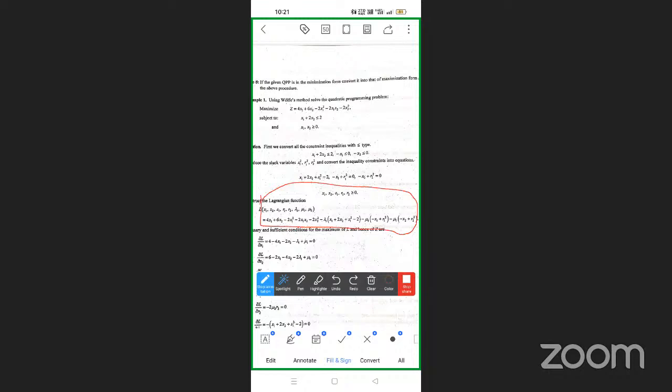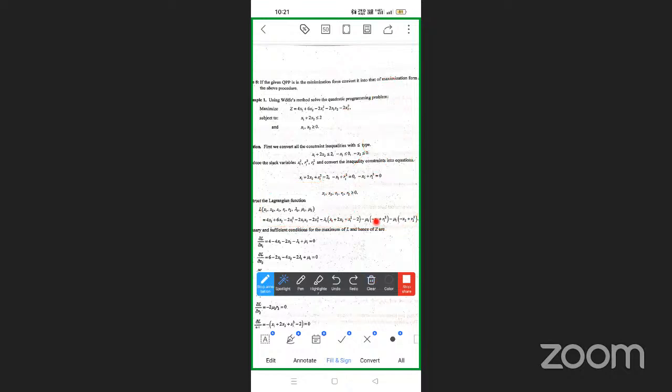L is equal to the objective function. So this is the first one. Minus, so this is the second equation. Next, this is the third equation, and this is the fourth equation. So minus lambda 1 into the second equation: x1 plus 2x2 plus s1 squared minus 2. Next, minus mu1 into the third equation, minus mu2 into the fourth equation. So this is the Lagrangian function.